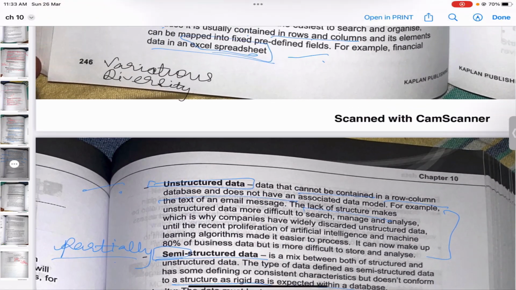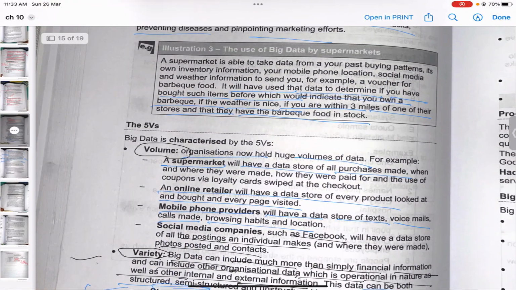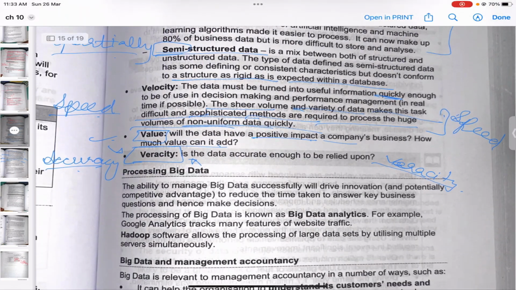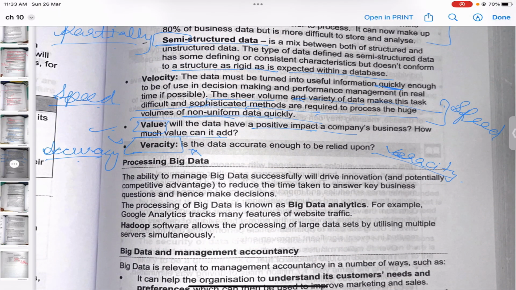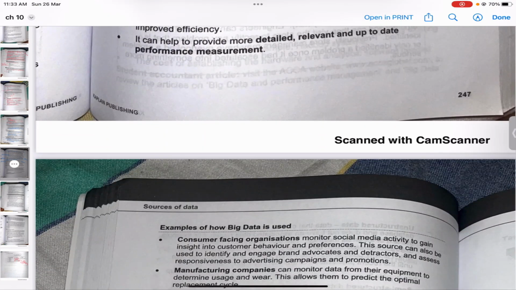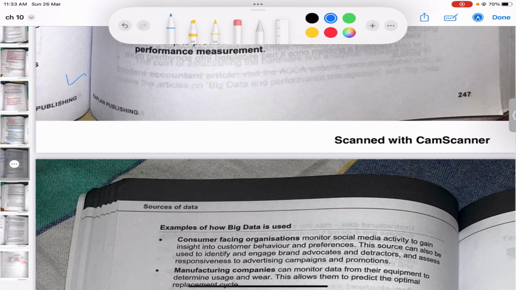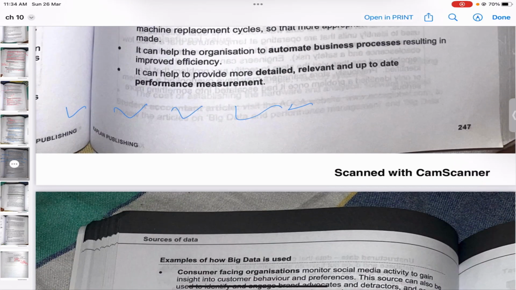Alright, quickly. So what are the 5 V's? Volume, variety, velocity, veracity, and value. Again, volume, veracity, velocity, value, and variety.